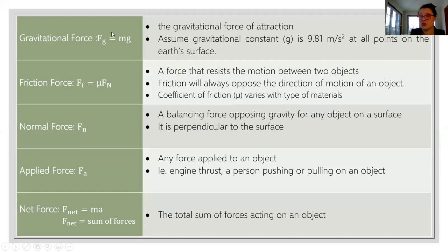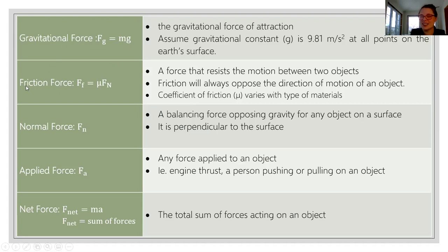So the gravitational force, I always use Fg in order to represent it when I'm labeling it in a diagram, and it's equal to mass times the acceleration due to gravity. And we can assume that gravity is always 9.81 for our purposes. You will be told if it's something else. Or if you're asked to calculate it, you could assume you might be somewhere else.